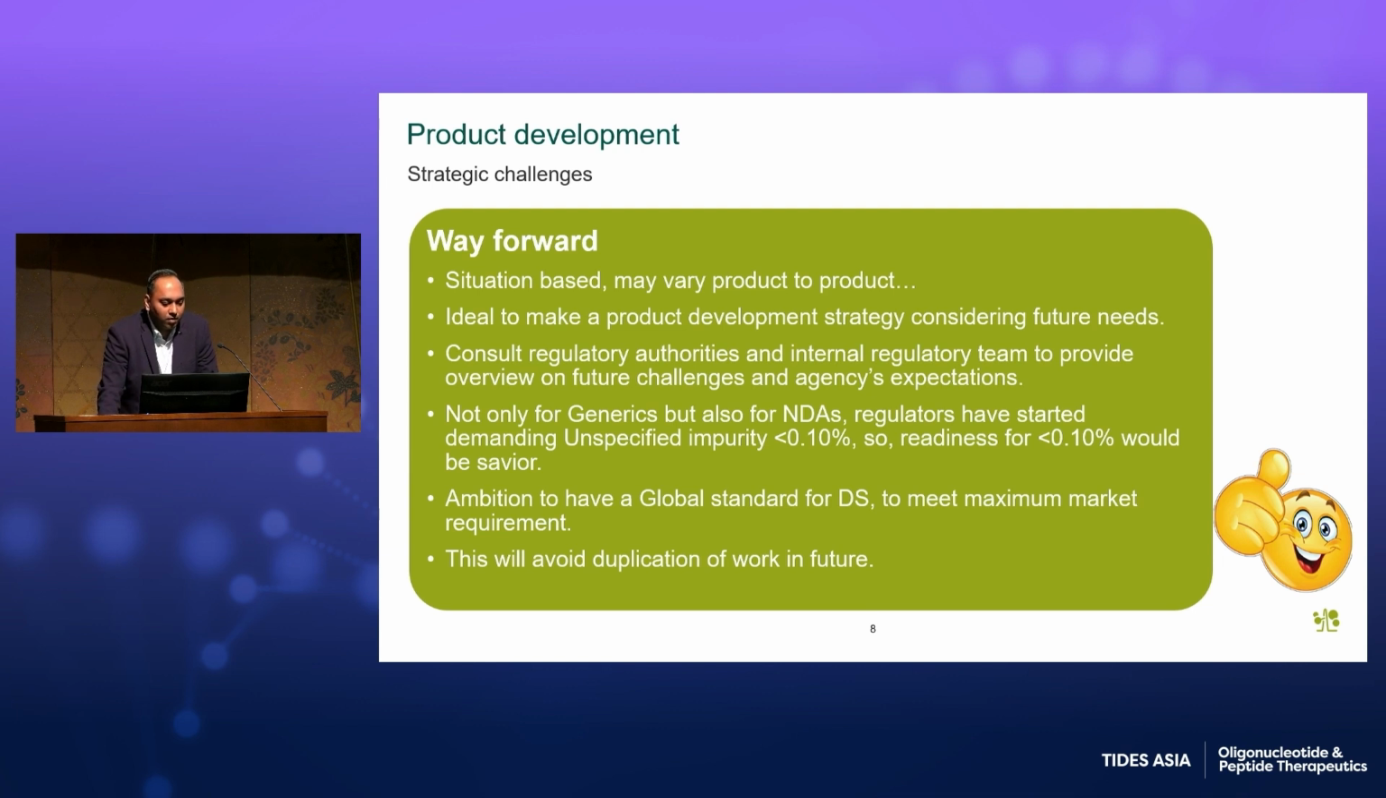So if you see the way forward on this, of course the situation will vary product to product and company to company. But ideally, I would suggest that we should define a product development considering future needs. So future looks like to be considering the safety aspect and batch-to-batch consistency. So it should be around 0.10%. And consult your health authority, because we know that we can have a meeting with FDA at different stages. So that will be ideal. And your internal regulatory team also should bring intelligence on what challenges and future expectations are coming from the agency.